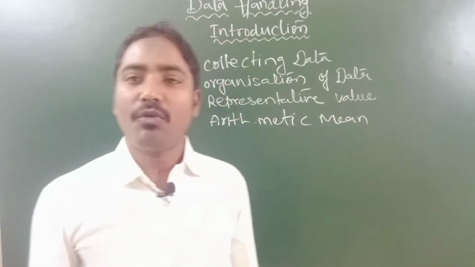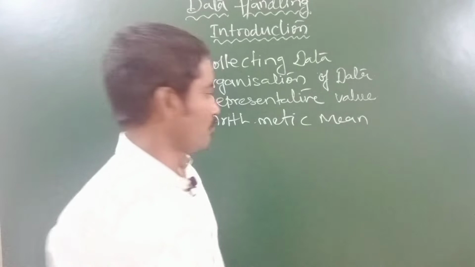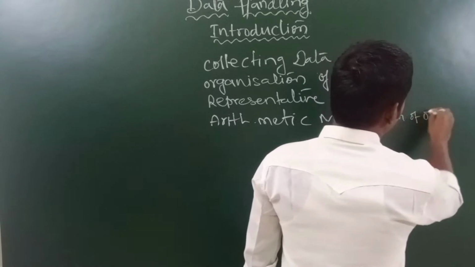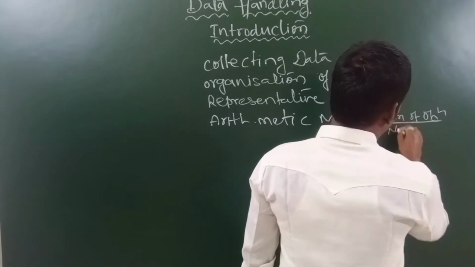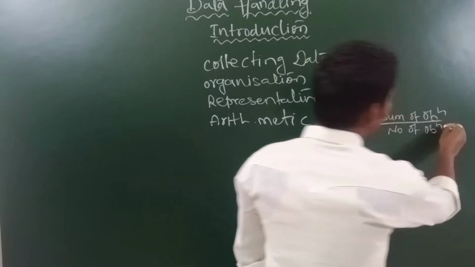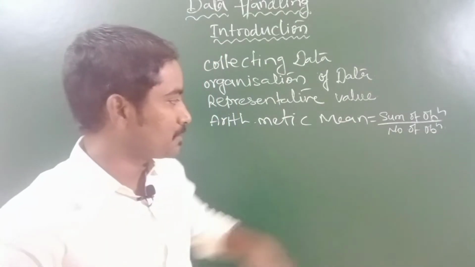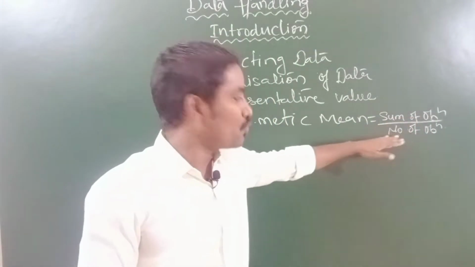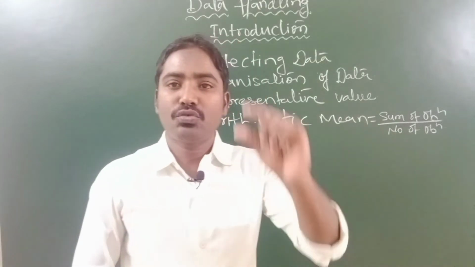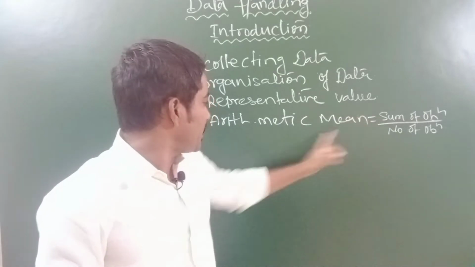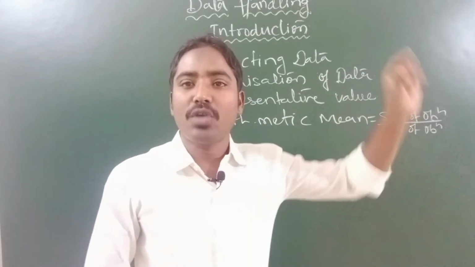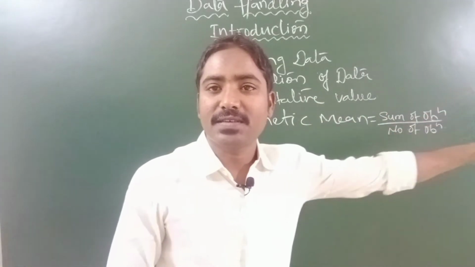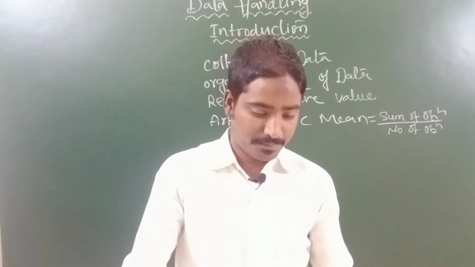So arithmetic mean of any data is calculated by using one formula, students. Okay, what is that formula? That formula is sum of observations divided by number of observations. When we solve the numerical problem, at that time I will also explain in detail how to calculate the sum of observations. Sum means addition, and how to calculate the number of observations. Now keep always this much in your mind, that arithmetic mean or simply mean or average of any data is calculated by this formula, sum of observations divided by number of observations.